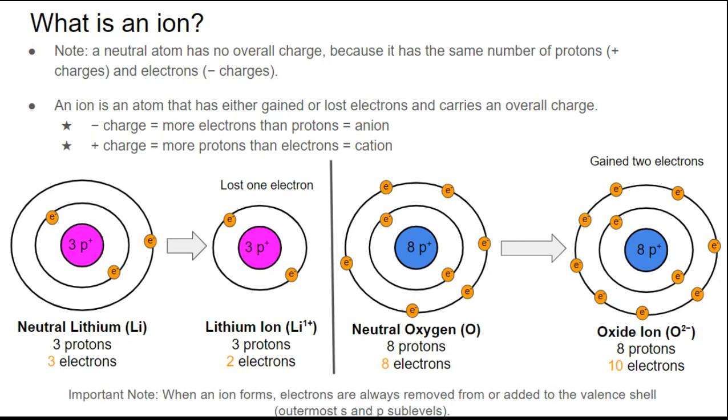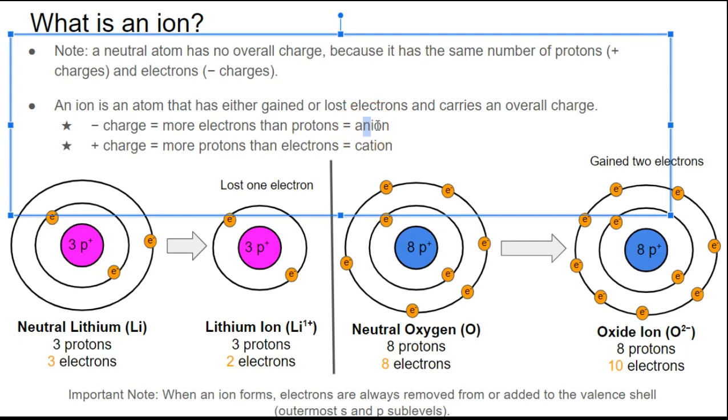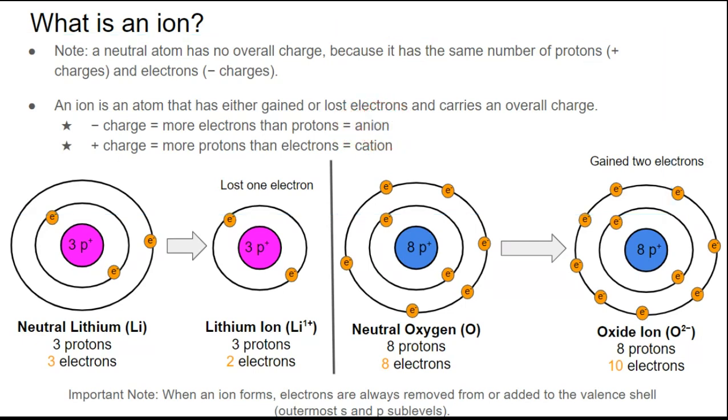Now, an ion is different from a neutral atom because an ion is an atom that carries a charge, either a positive charge or a negative charge. And the reason for that is because the atom has either gained electrons or lost electrons. If an ion carries a negative charge, that means it's going to have more electrons than protons. A nickname for this type of ion is an anion. An easy way to remember this vocab word, anion, is a negative ion. Okay, an anion is a negative ion.